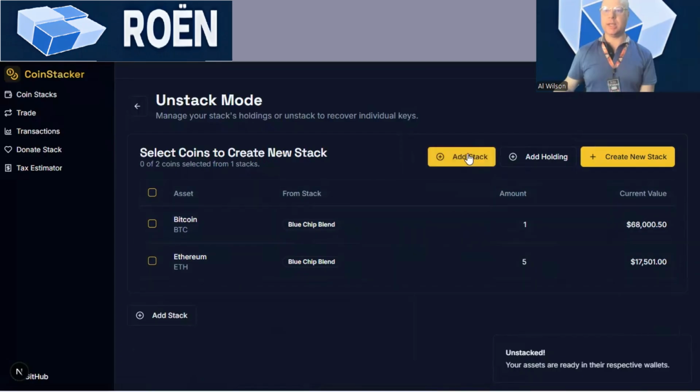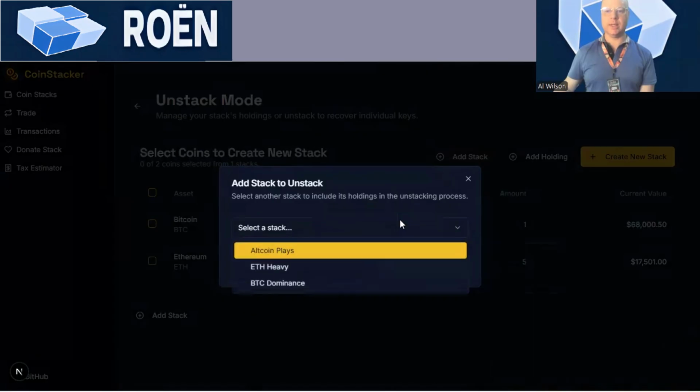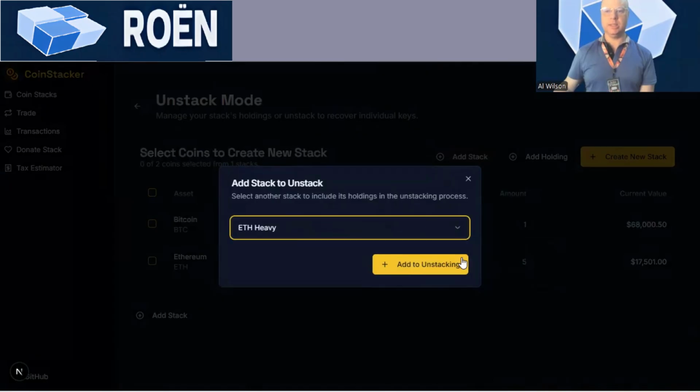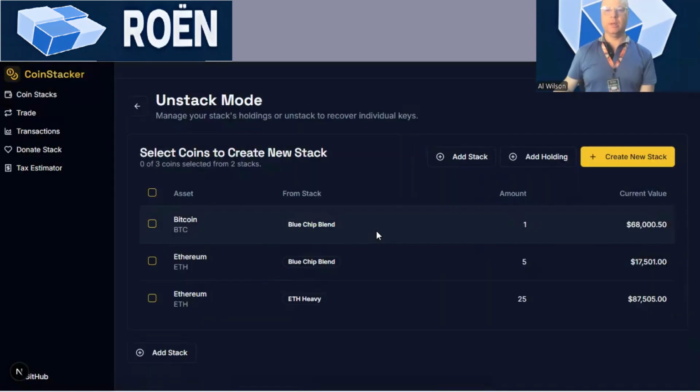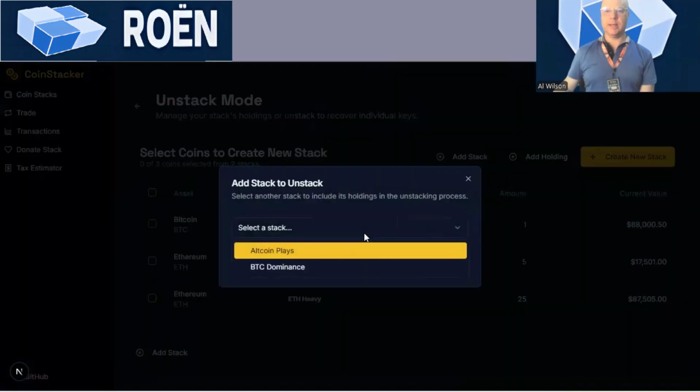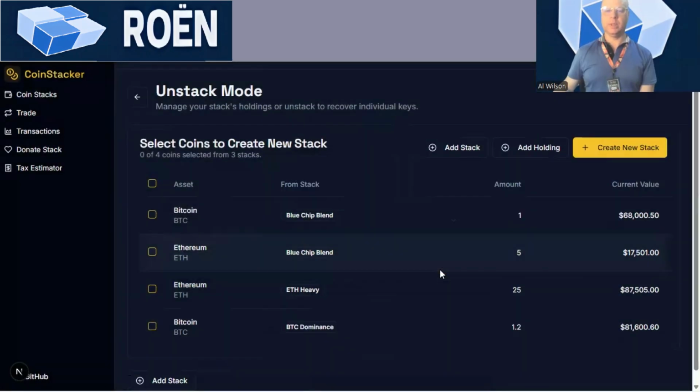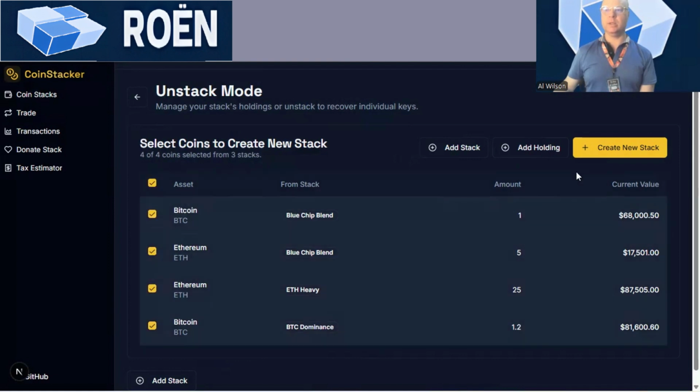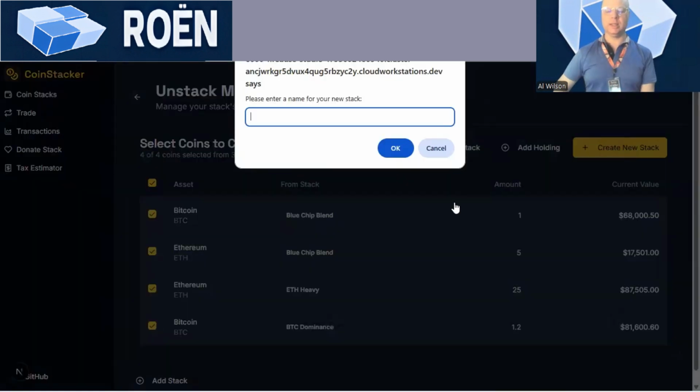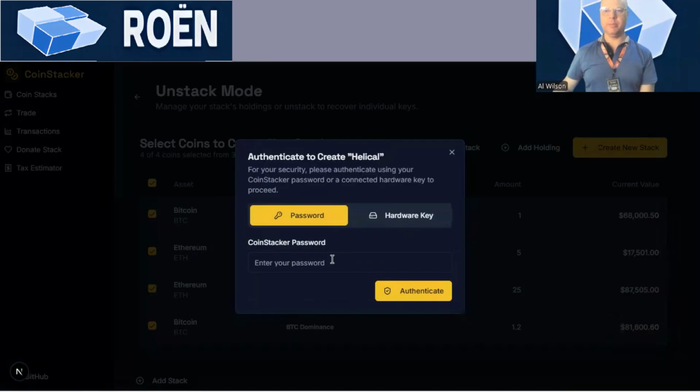So we've gone ahead and unstacked, and we'll add another stack, in this case, ETF heavy, and we can add a third stack. Now we have all the crypto assets displayed on our unstacked asset screen. We can select all our assets and create a new stack, and we'll name this new stack, and we'll go ahead and stack it with a password.